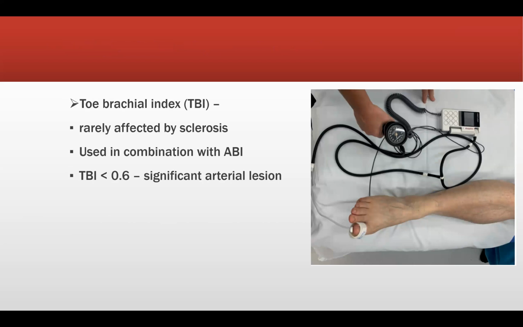The other measurement is the toe brachial index. It is preferred because it is rarely affected by sclerosis, and it can be used in combination with the ankle brachial index. A TBI of less than 0.6 indicates a significant arterial lesion. Here the pressure is measured at the hallux region.